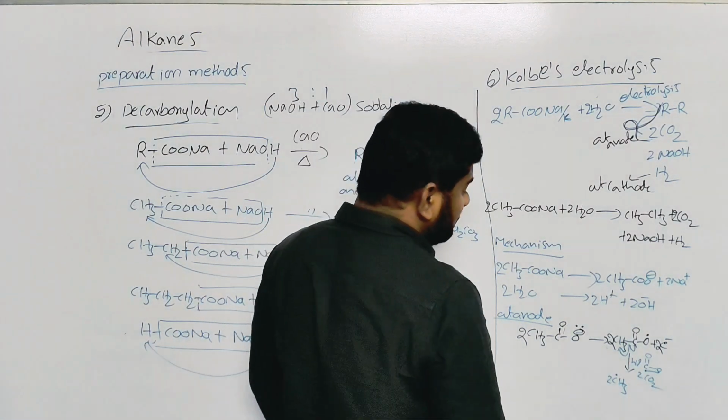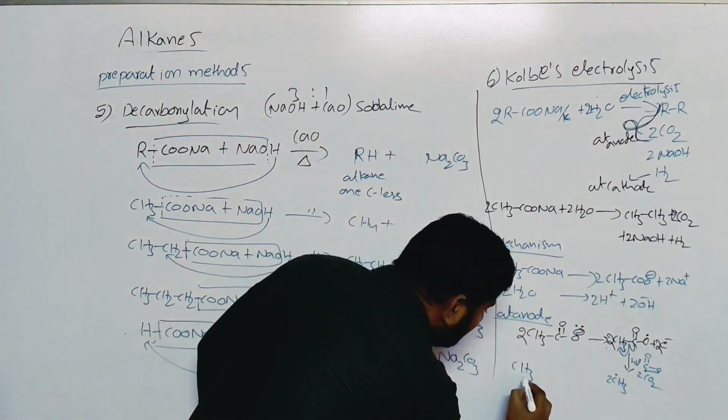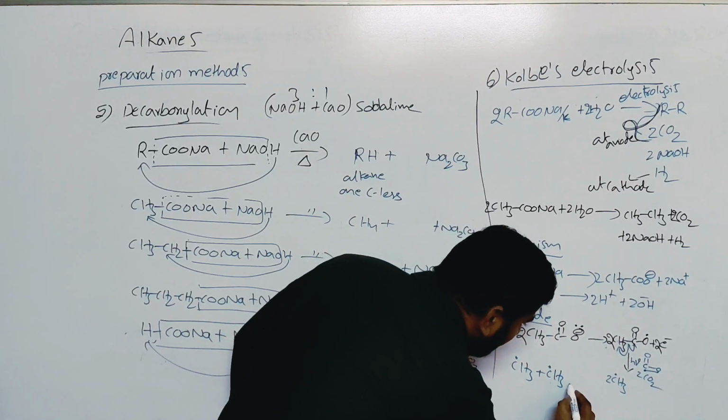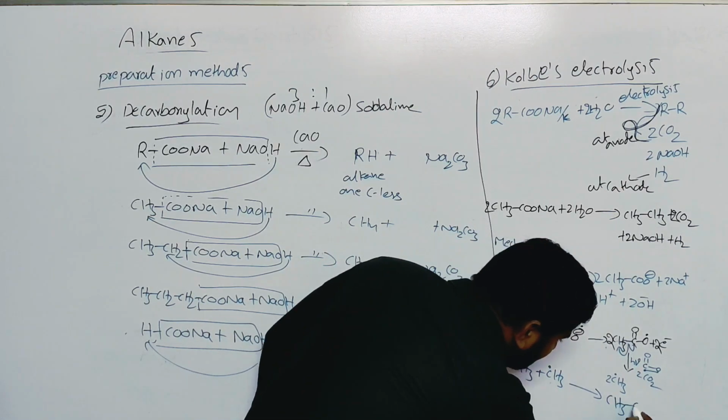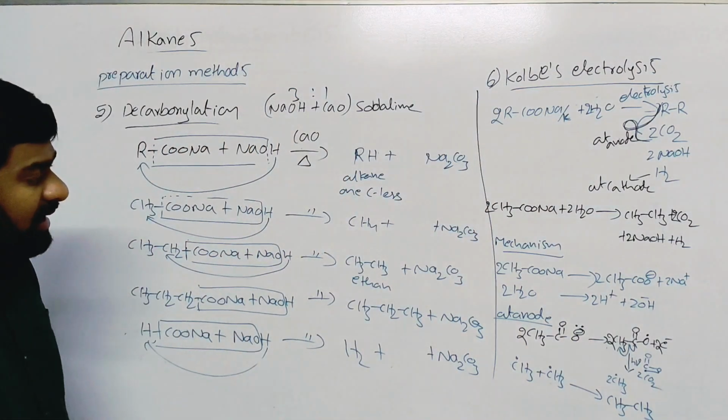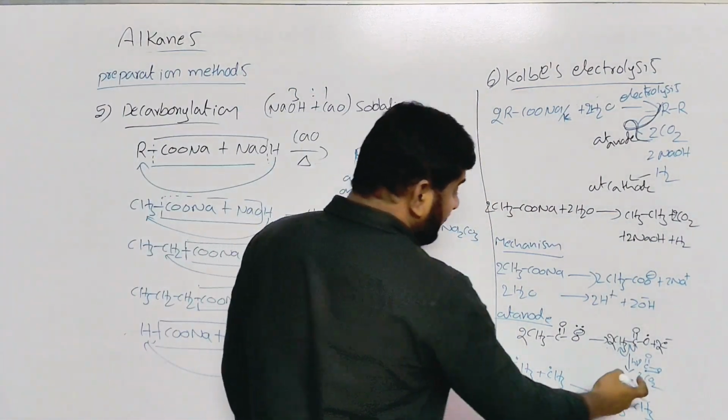In this way 2 CH3 dots are forming. This is 1 CH3 dot and this is 1 more CH3 dot. When these two combine, what do we get? CH3-CH3. In this way ethane is formed at the anode, and CO2 is also formed at the anode.